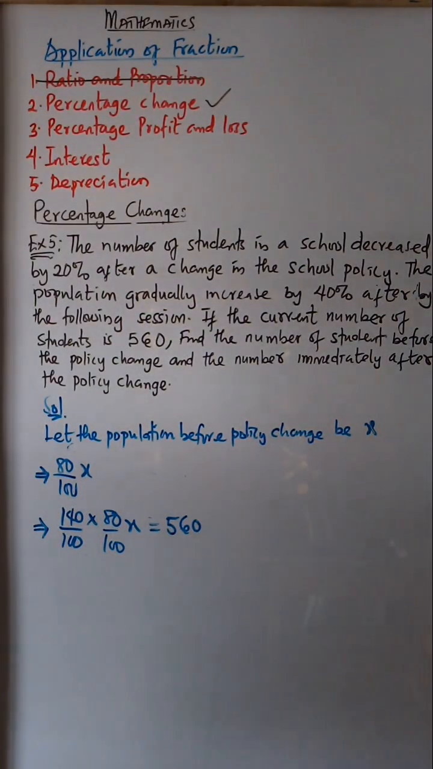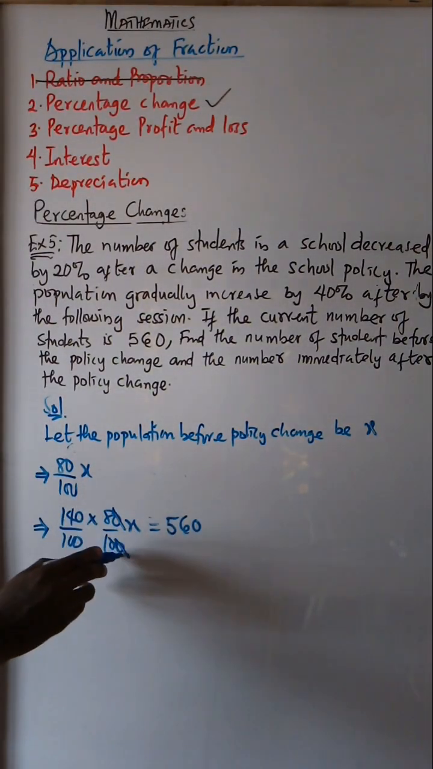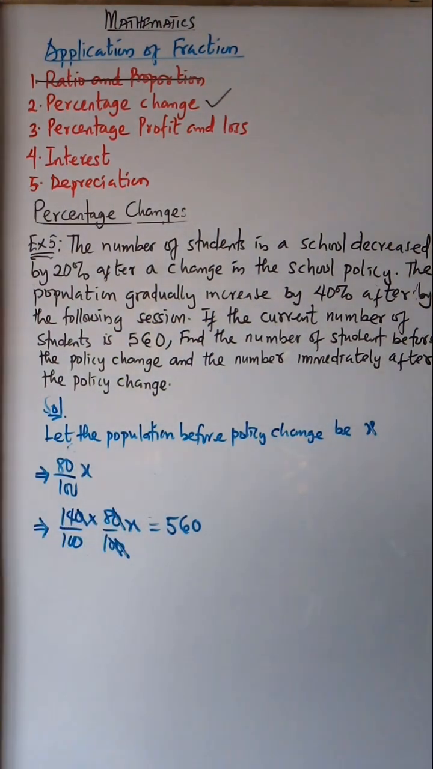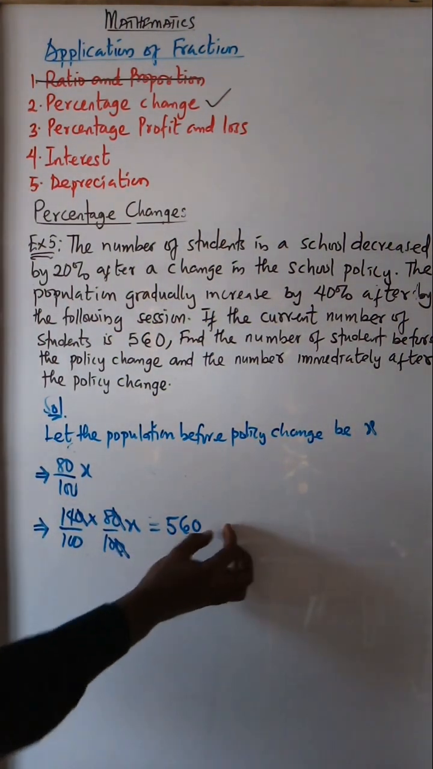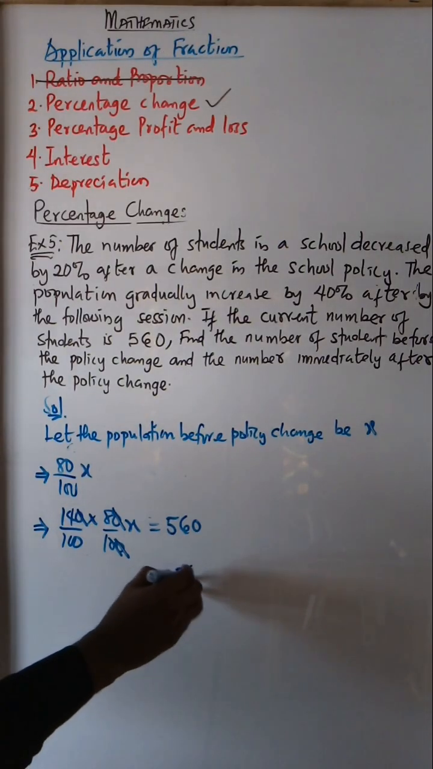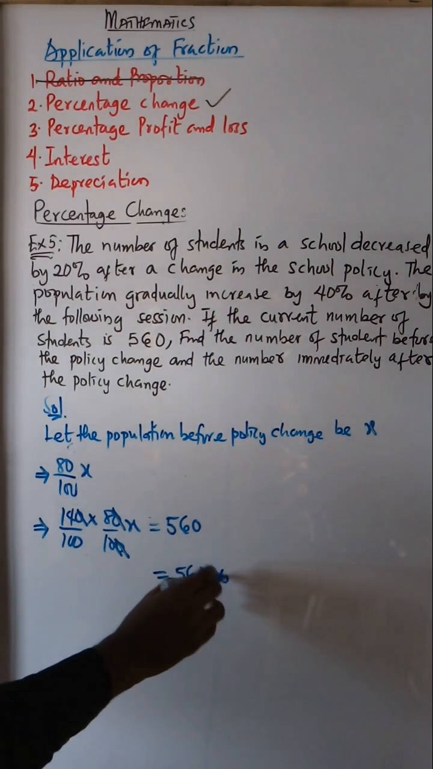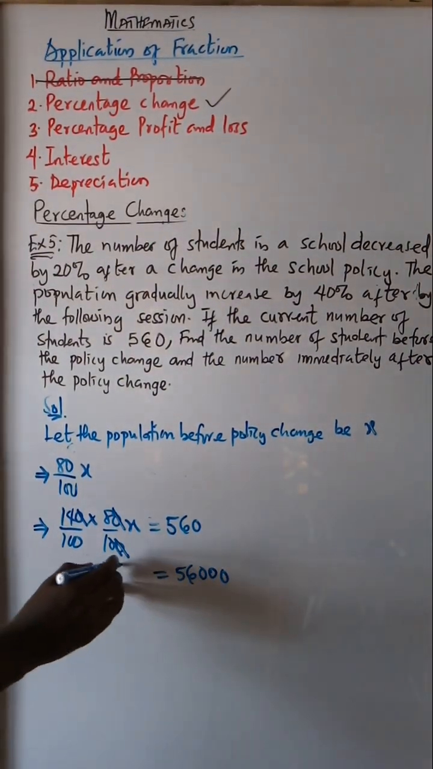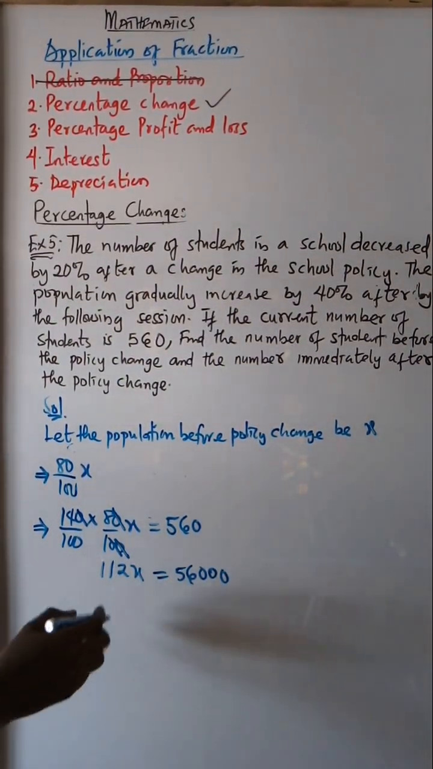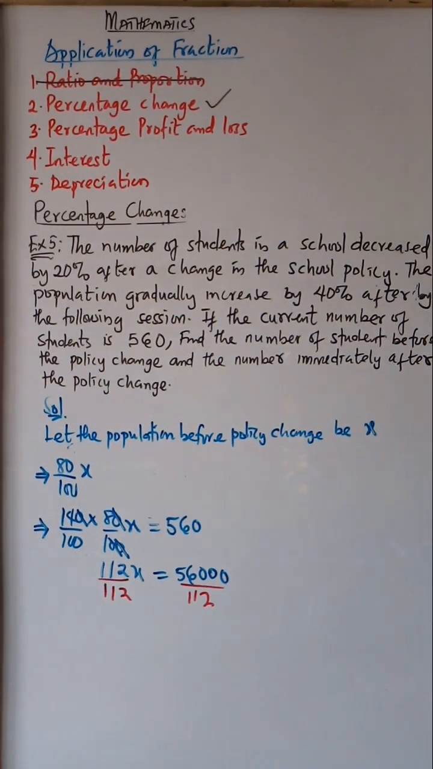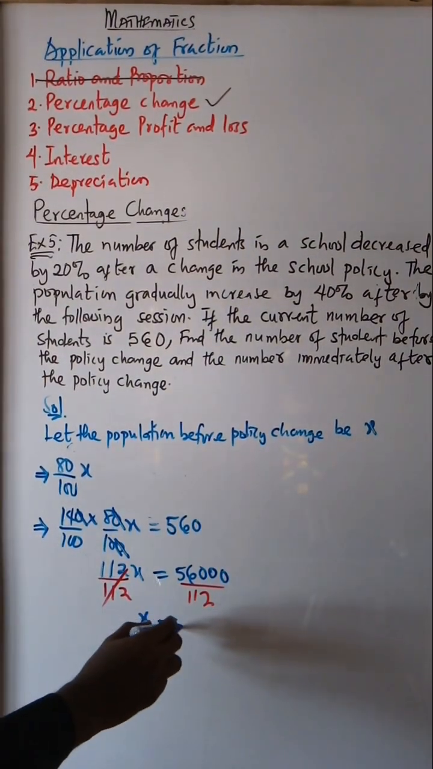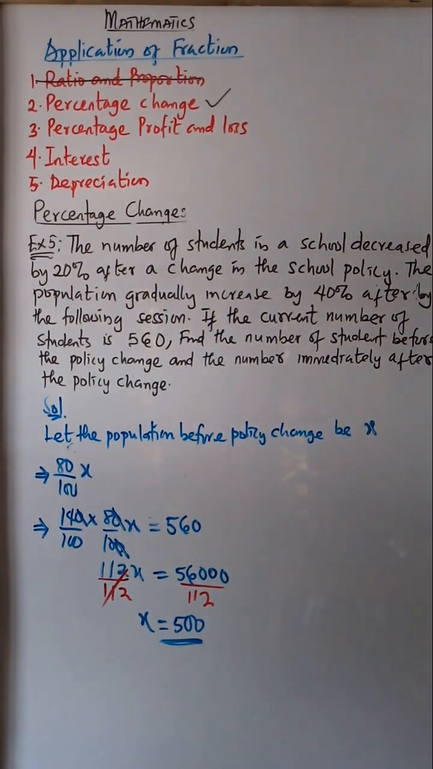So what can we do here? 10, 10, 10, 10. So we are having 14 times 8 times X, then 100 at the denominator. This 100 can multiply 560. So here becomes 560 with 2 zeros. Then what is 14 times 8? That is 112X. So to get X, we divide both sides by 112. And from here, we can get the value of X to be 500. So in the school, the population was 500.